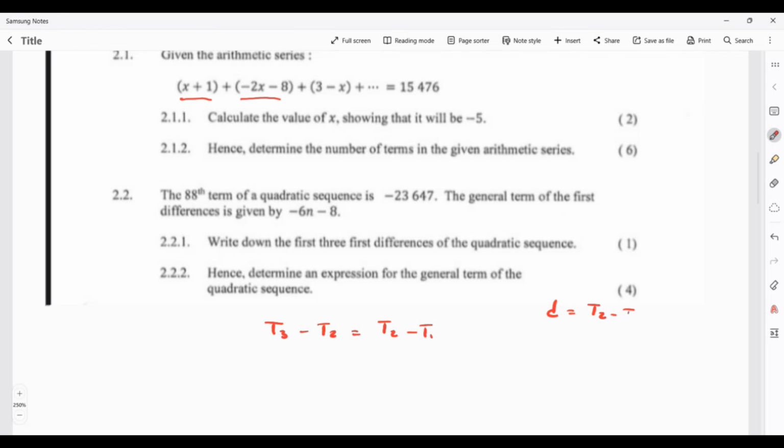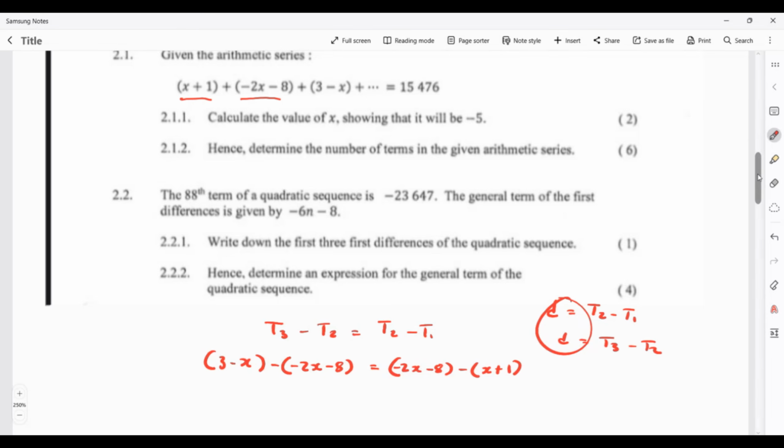The difference stands like this: T2 minus T1, and then T3 minus T2, and so on and so on. So what I did over there, I just equated the difference. So now my T3 is actually 3 minus x, and then my T2 is actually negative 2x minus 8, and that is equal to T2, negative 2x minus 8, and then what is T1? That's x plus 1 over there. So now I'm just going to simplify this.